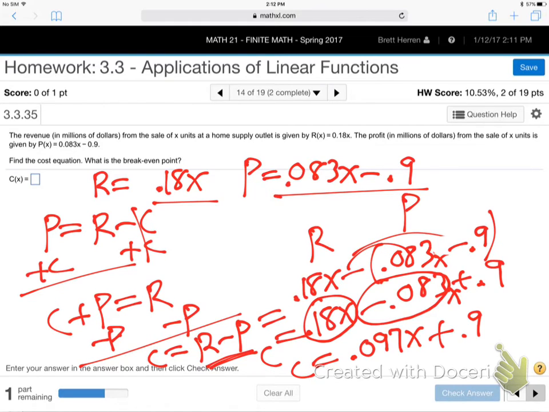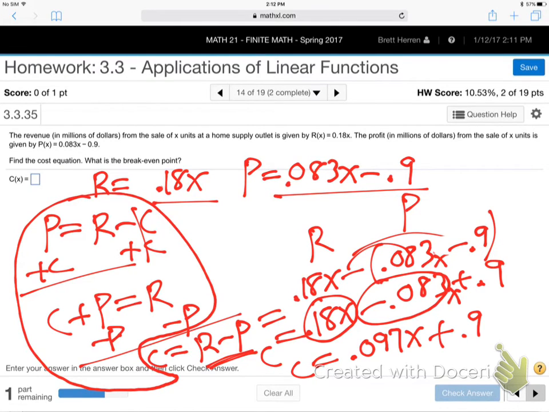So you see what I did. I did this work first to find cost. I just wrote down the relationship that exists between profit, revenue, and cost. Profit made by a company is revenue, money taken in, minus cost, what they put out. I solved for cost. I moved the cost over here, subtracted the profit. Cost is revenue minus profit. So there's the cost function.